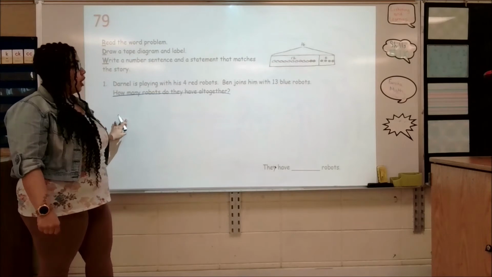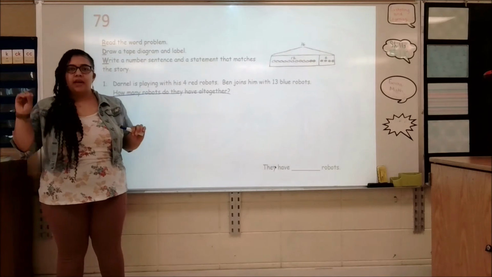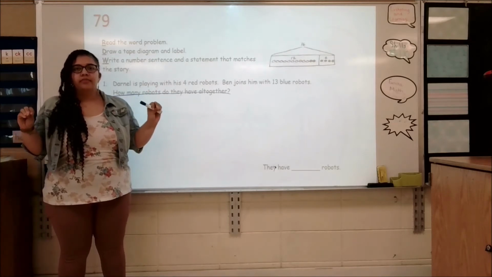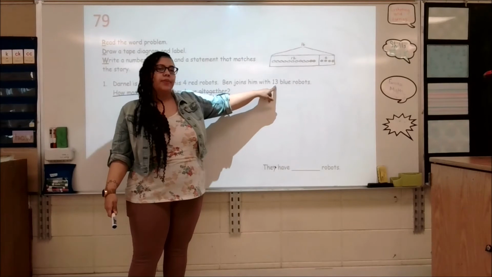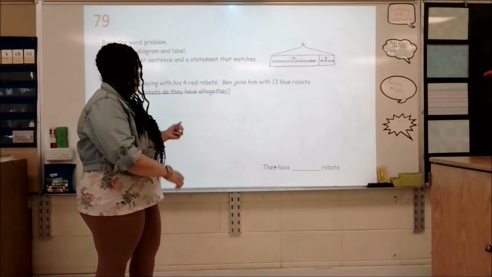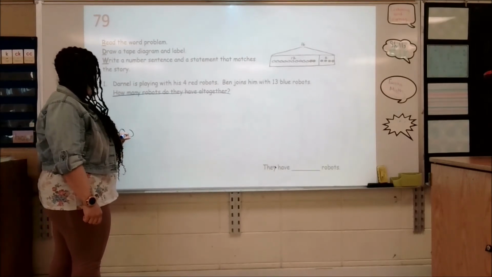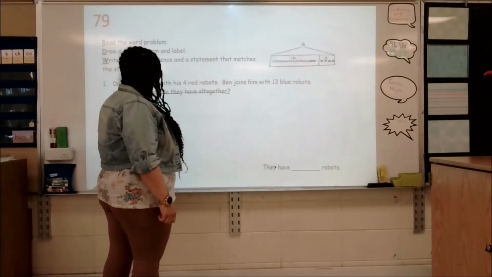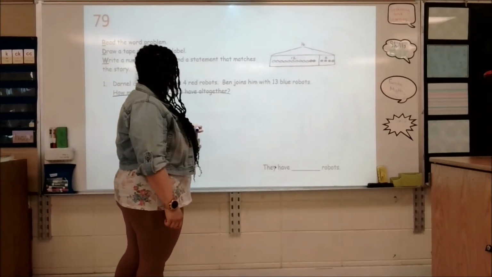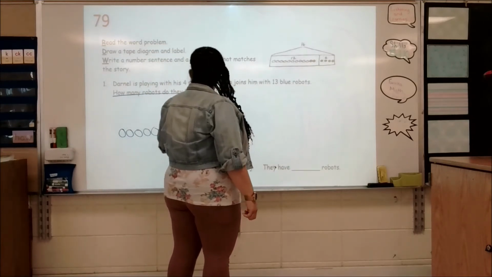Now, let's start with the larger part. Who has more robots individually? Ben or Darnell? Ben, correct. How many does Ben have? 13. So let's draw to represent Ben's 13 robots. 1, 2, 3, 4, 5, 6, 7, 8, 9, 10, 11, 12, 13.